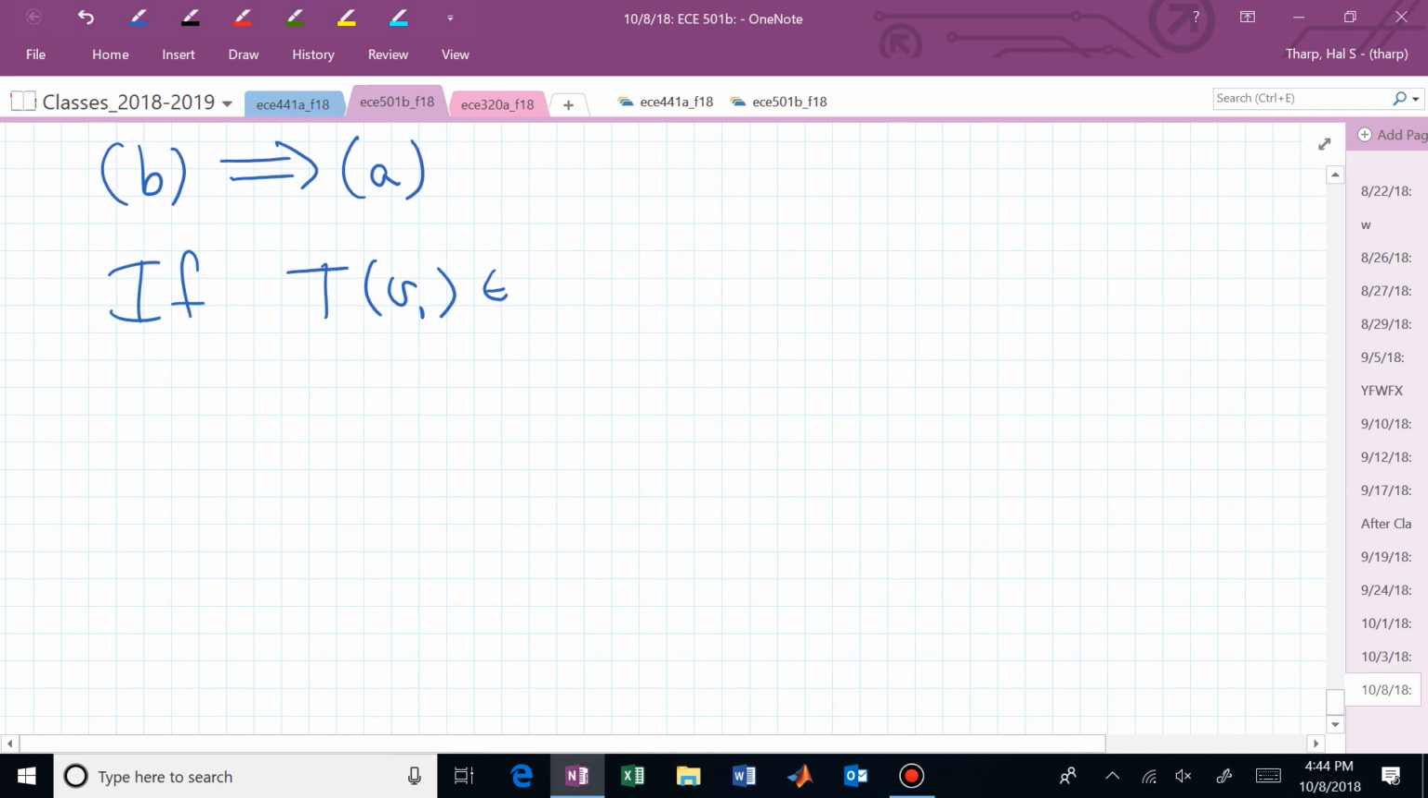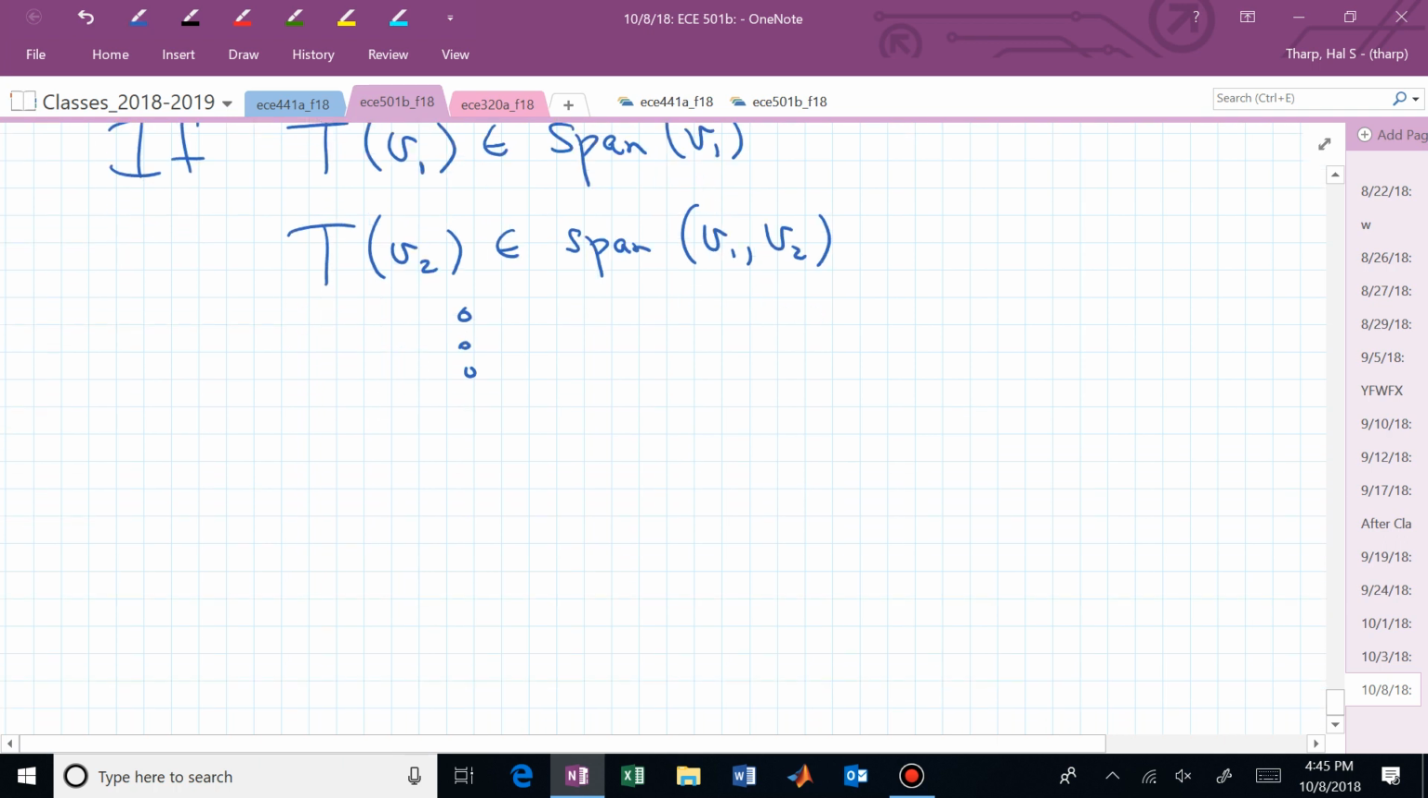This is now B. So TV1 is going to be in the span of V1. TV2 is now in the span of V1, V2, and this is that nesting that we illustrated at the top of the show, however you want to refer to it. So this is now saying that TV sub L is an element of the span of V1, V2, up to V sub L.